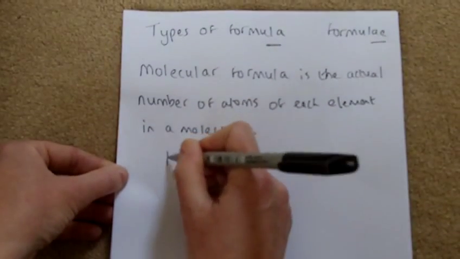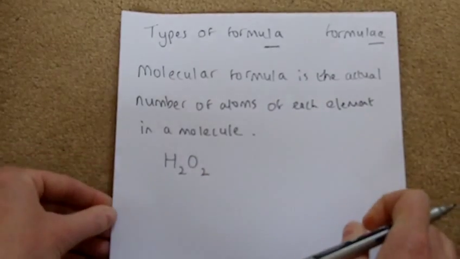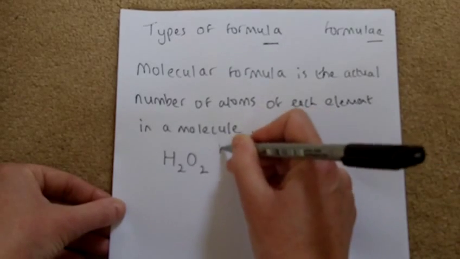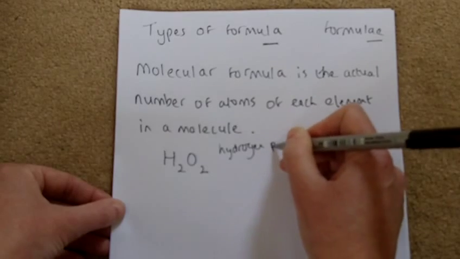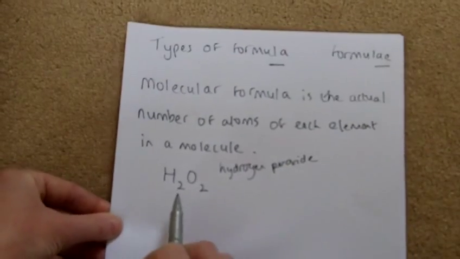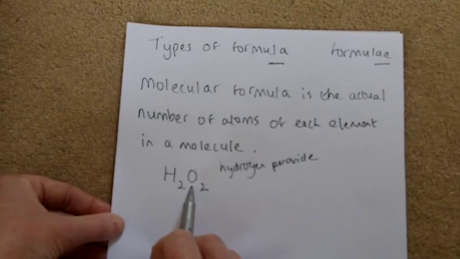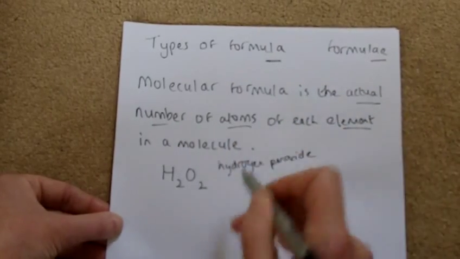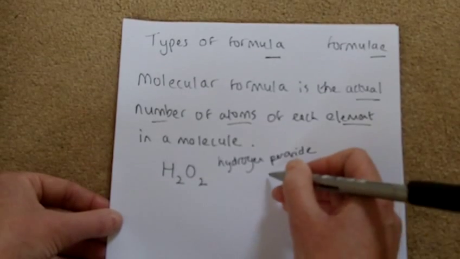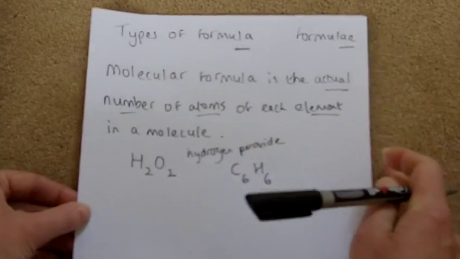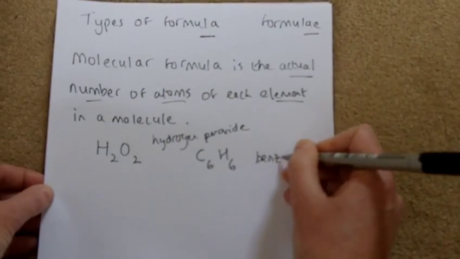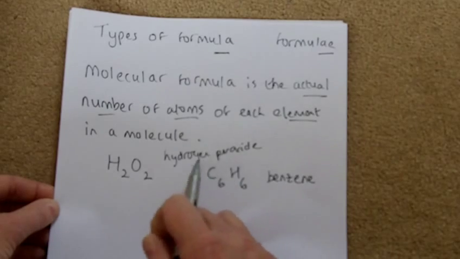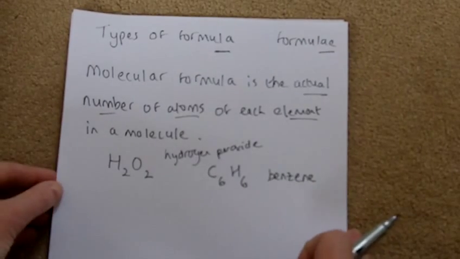So for example, we take this molecule here. Do you know what that's called? That's called hydrogen peroxide. And that tells us that there are 2 atoms of hydrogen, 2 atoms of oxygen in this molecule. It's the actual number of atoms of each element in a molecule. If we take this formula here, which is actually benzene, this tells us that there are 6 atoms of carbon, 6 atoms of hydrogen in this molecule. So molecular formula is very, very useful.